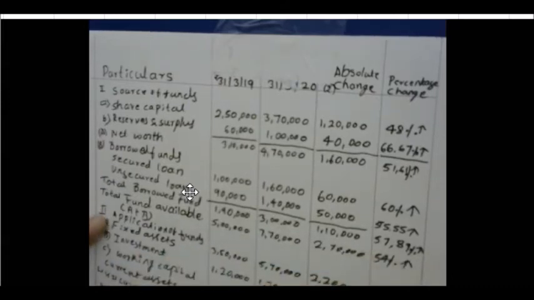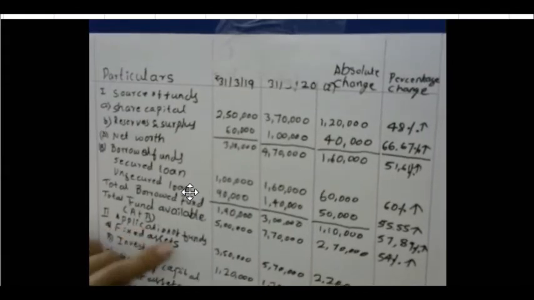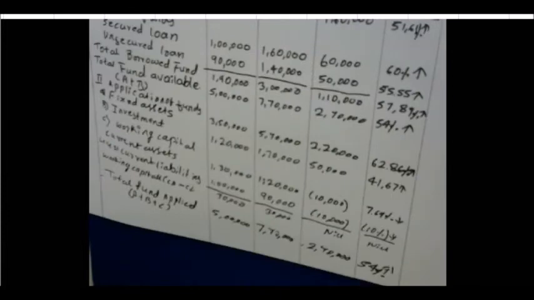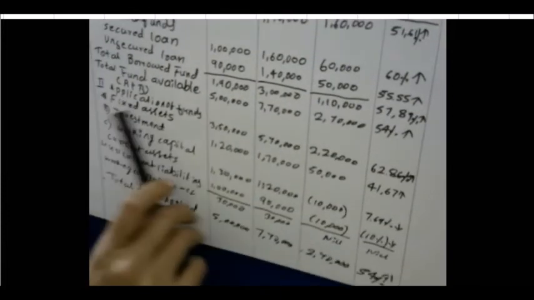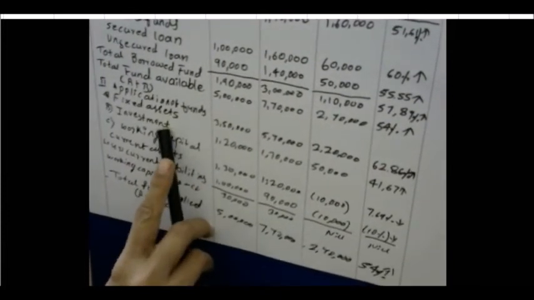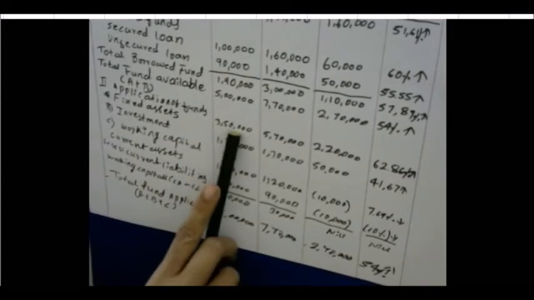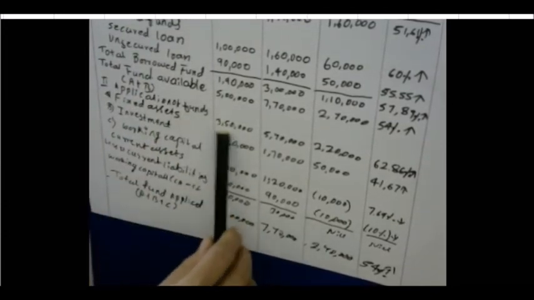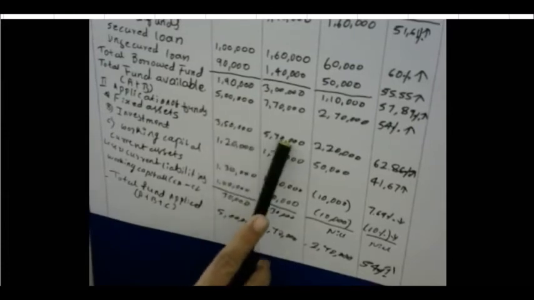So next is the application of funds. After the source of funds, the next entry, according to the vertical balance sheet, is the application of funds. Now in application of funds, in that, fixed assets: 3,50,000, these are the liabilities, and here it is assets. Fixed assets is 3,50,000 and 5,70,000.